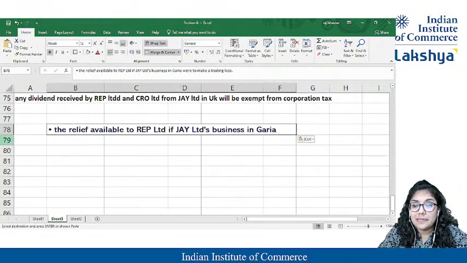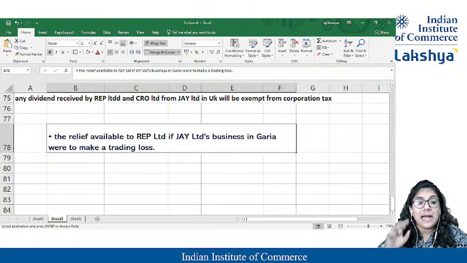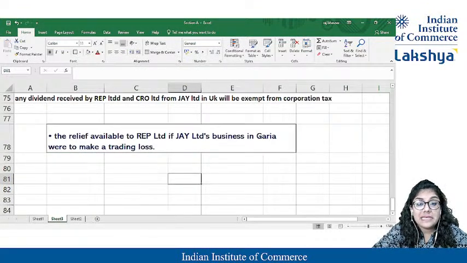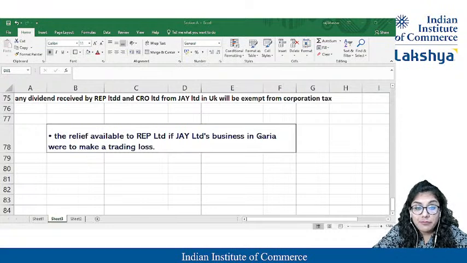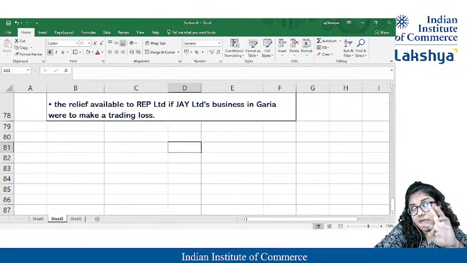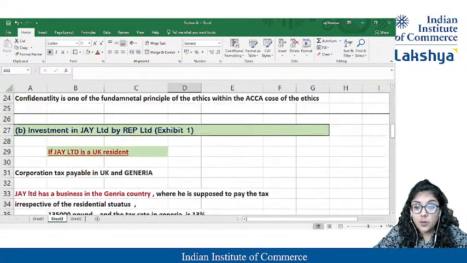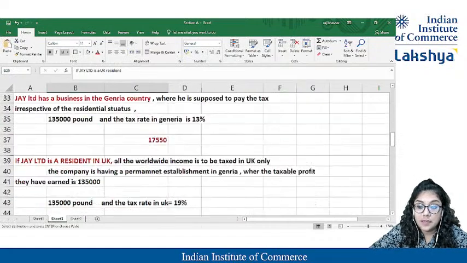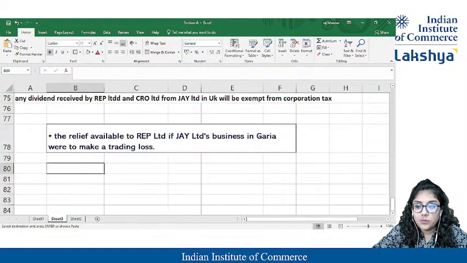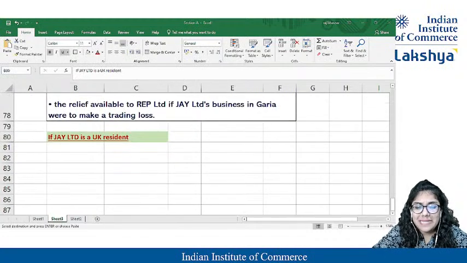So what will be the reliefs? Reliefs available to REP Limited if Jai's business limited in Nigeria will make a trading loss. So students, now you have to consider that if Jai Limited is a UK resident, then the things will be different. If Jai Limited is not a UK resident, then the things will be different. So can I copy this? If Jai Limited is a UK resident, yeah. Students, what will happen to Jai Limited if he is a UK resident? Will he get any trading loss carry forward and something?